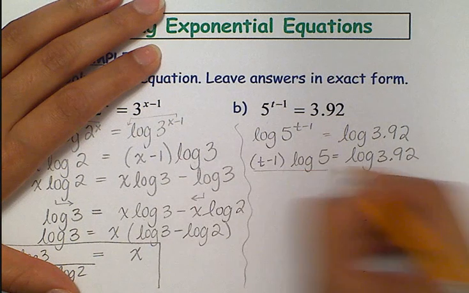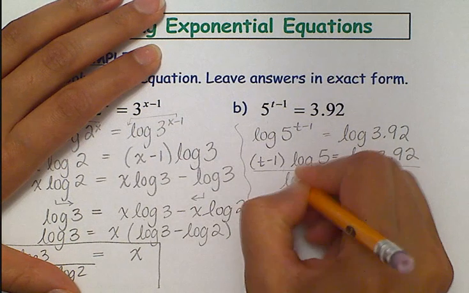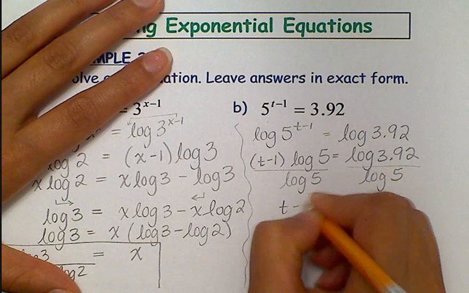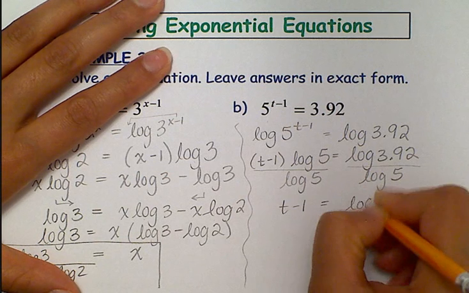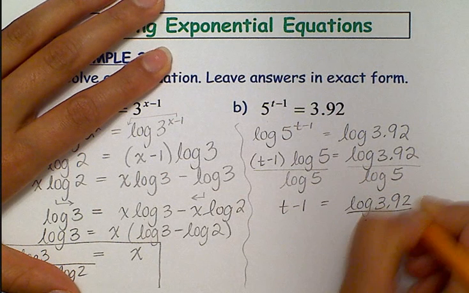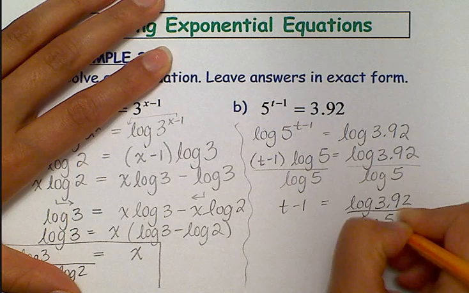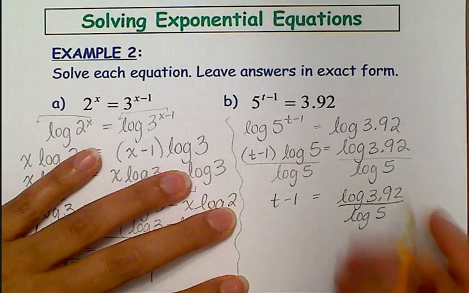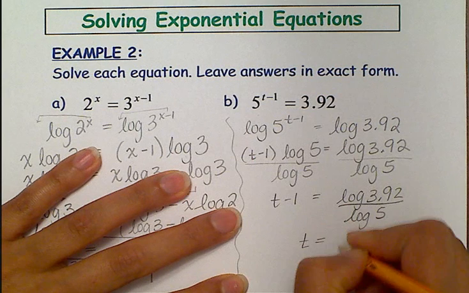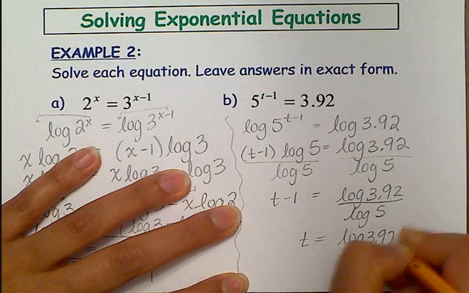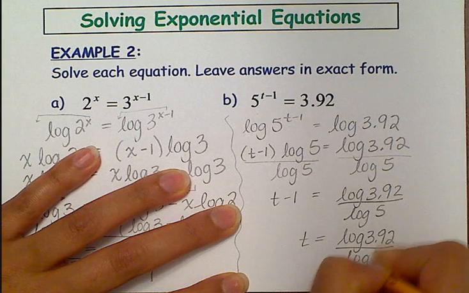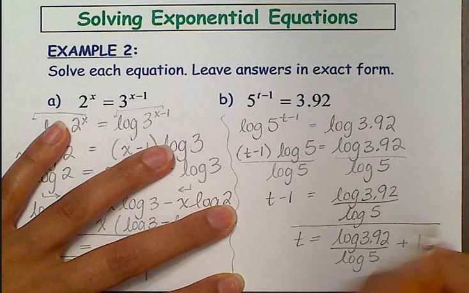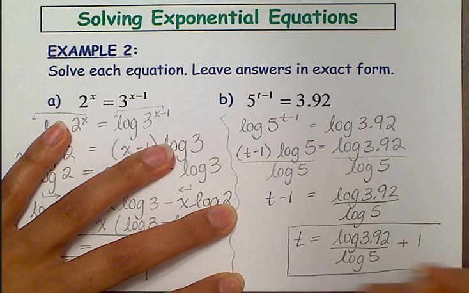So what I'm going to do first is eliminate the log 5 by dividing both sides by the log of 5. And so what I'll be left with is t minus 1 equals the log of 3.92 divided by the log of 5. And what you'll notice now is to eliminate the 1 from the left-hand side, I just need to add 1 to both sides. And I get t equals the log of 3.92 over the log of 5 plus 1. Okay? So this is the solution for part B.